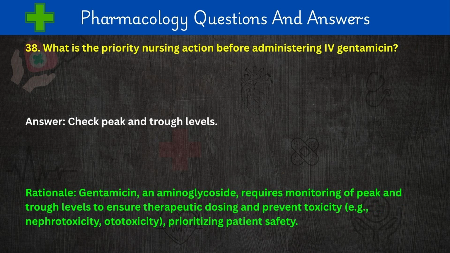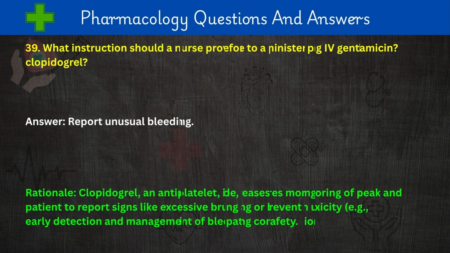38. What is the priority nursing action before administering gentamicin? Answer: check peak and trough levels. Rationale: gentamicin, an aminoglycoside, requires monitoring of peak and trough levels to ensure therapeutic dosing and prevent toxicity, e.g., nephrotoxicity, ototoxicity, prioritizing patient safety.